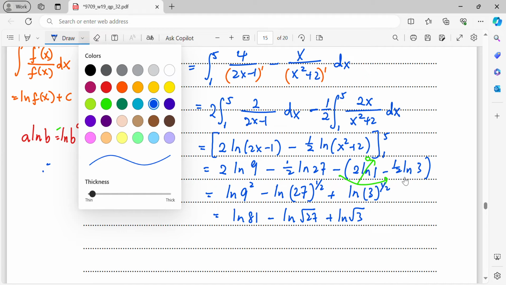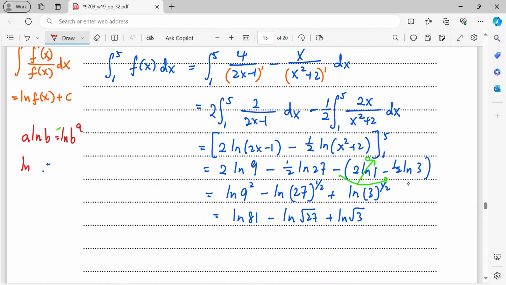Now, we have another formula. ln A plus ln B is ln AB, whereas ln A minus ln B becomes ln of A divided by B. Okay, so now I will combine these two formulas together. So this is ln 81 over square root 27 because of minus, but then followed by plus. Plus means times square root 3.